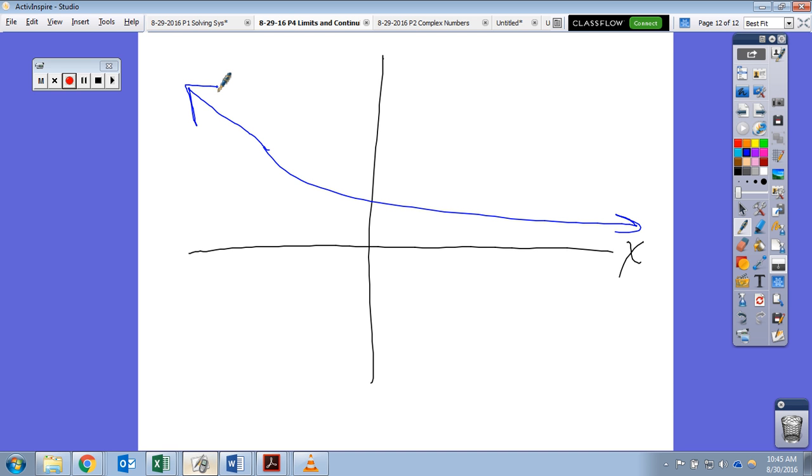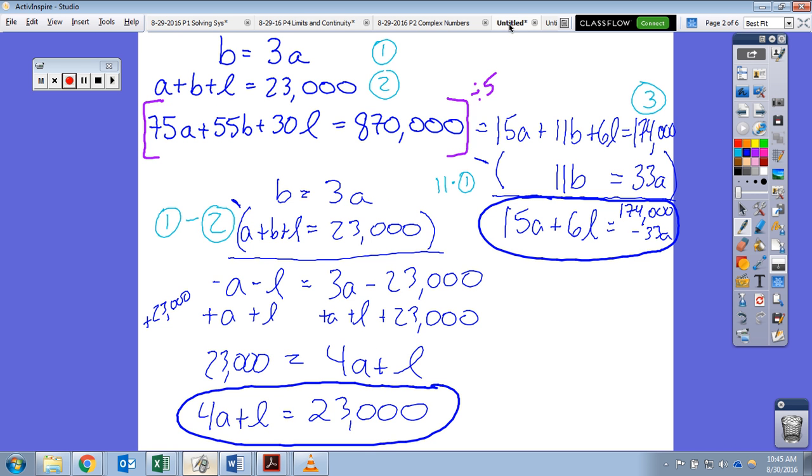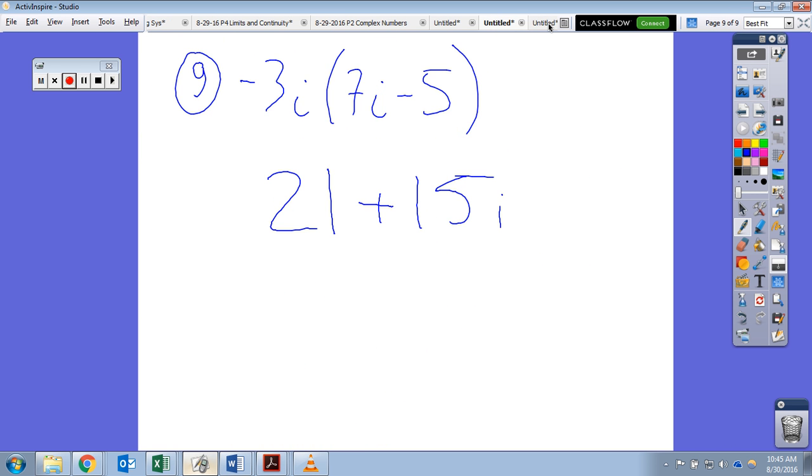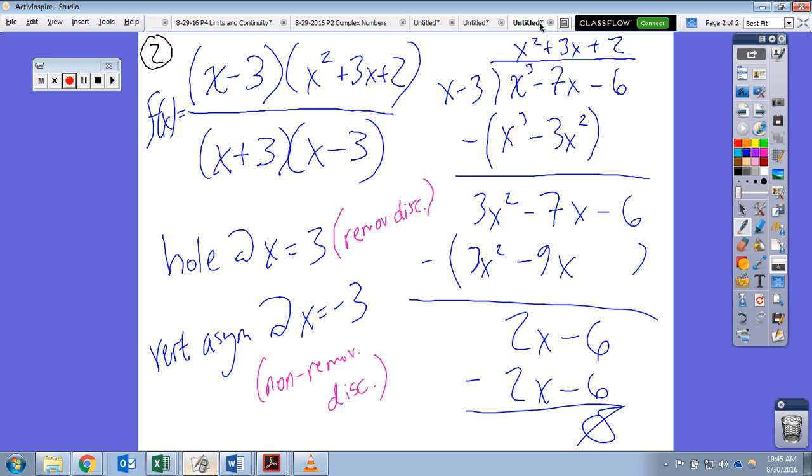I have another question about this problem. So I graphed it, and it looks like this, and the asymptote is at x equals -3. How can there be a hole? What am I asking? The asymptote looks like it's at x equals -3.